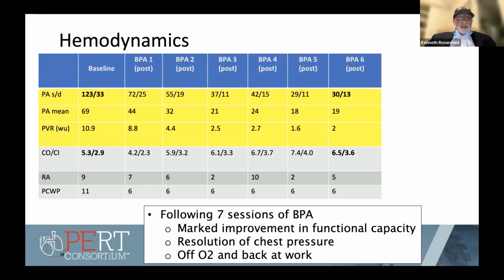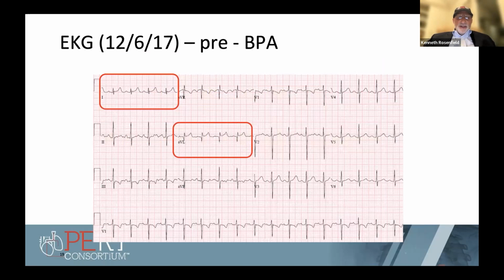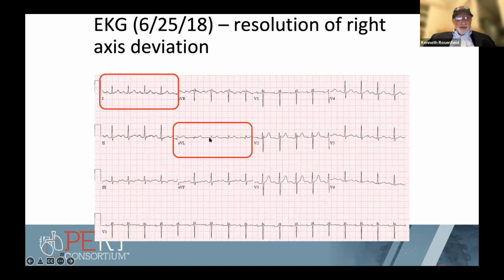And his hemodynamics, this one case goes from 123 PA systolic pressure with a mean of 69 down to a totally normal blood pressure after BPA number 6 of 30/13 with a mean of 19. And his output concurrently increased, index went from 2.9 up to 3.6 to 4. So he actually came off of oxygen, went back to work, and he had complete normalization of his functional capacity. And his RV strain pattern and rightward axis actually got better, which is pretty remarkable.